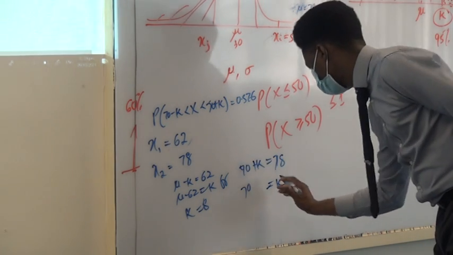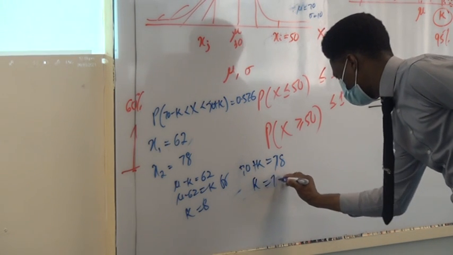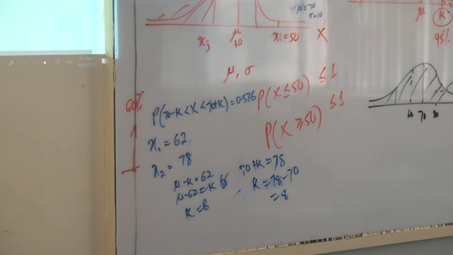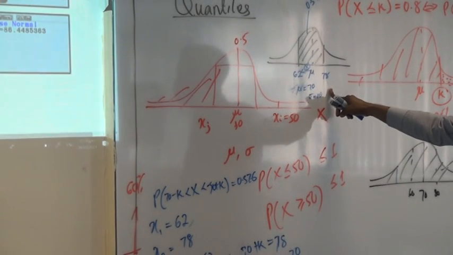Oh, sorry. Plus 70 plus k, not 70 minus k. Then my k is equal to 78 minus 70. Again, you get your 8. You don't need to do both. You use either of the x1 and x2. Those x1 and x2 are your lower and upper limits when I ask you to find the probability here.